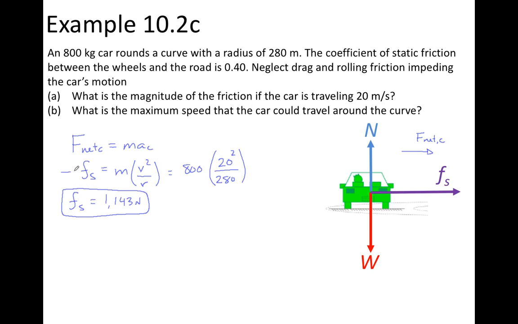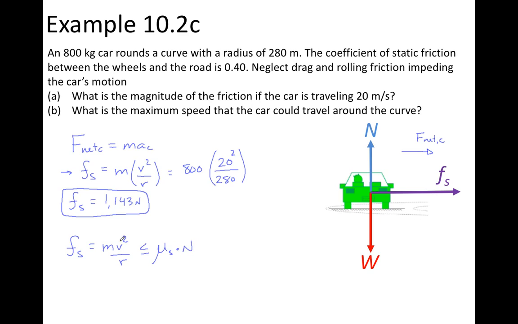But when we look at this equation here, we'll note that when the speed increases, we're going to need a greater frictional force to keep our car moving in a circle. And I'll recopy that equation one more time. We should note that static friction has a maximum value. Static friction is not allowed to exceed the coefficient of static friction mu s times the normal force.